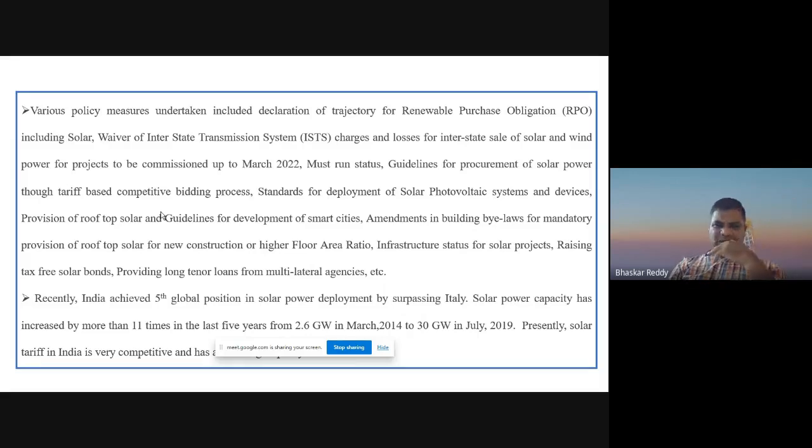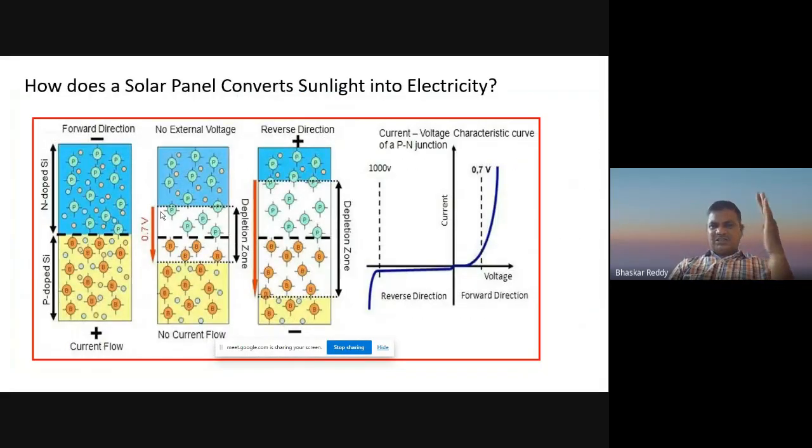And by almost 2024, nearly 30% of India's requirement will be met by solar energy. Not by thermal energy, not by hydro energy, not by diesel generating stations, and not by other generating stations. Almost 30% of India's requirement will be met by solar energy.